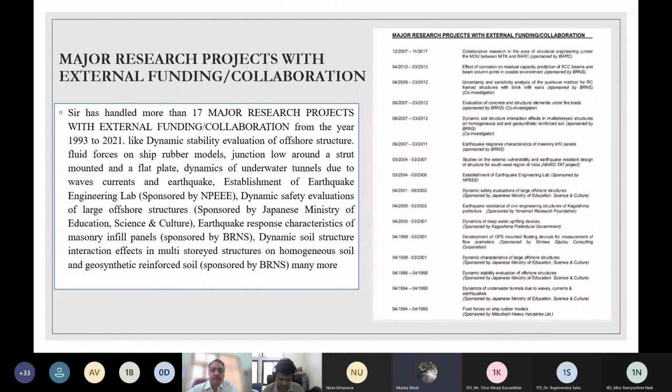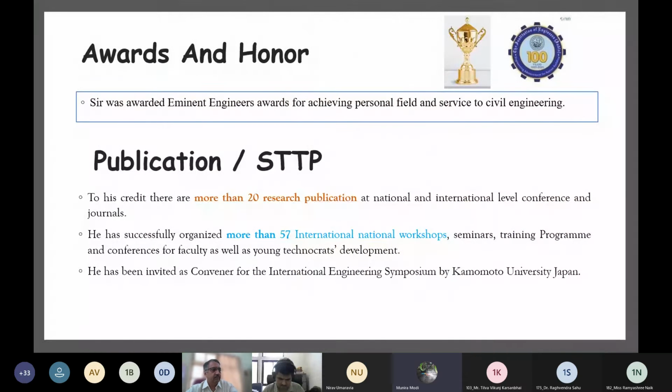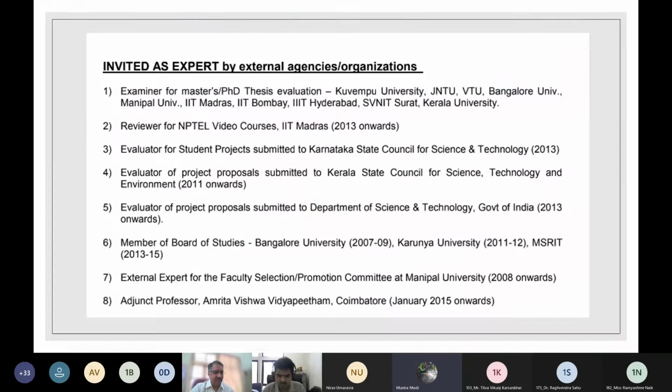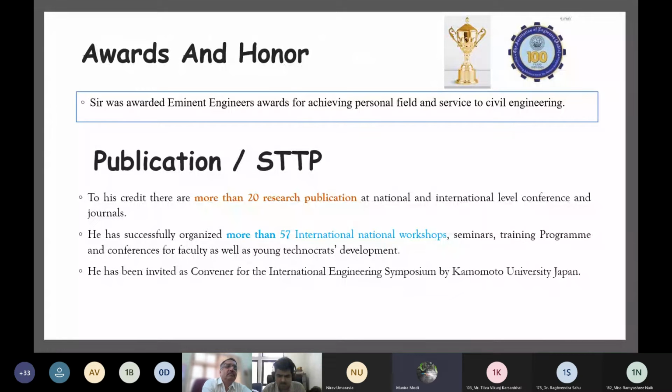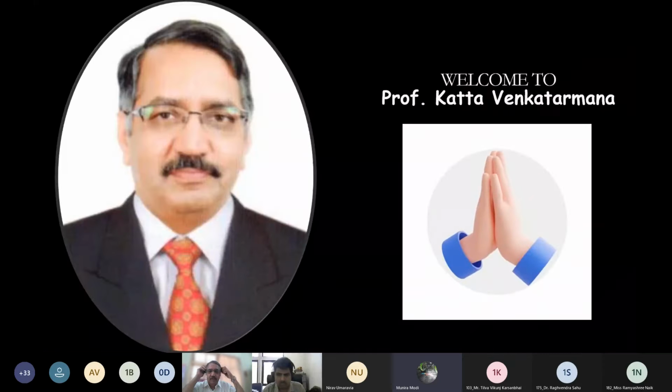Sir was awarded Eminent Engineers Award for achieving personal field and service to civil engineering. Sir has published more than 50 research articles in national and international journals. Without taking much time, we would like to invite our respected speaker.